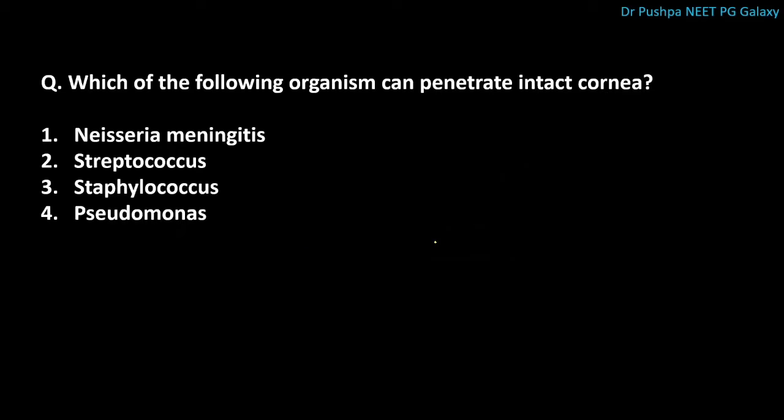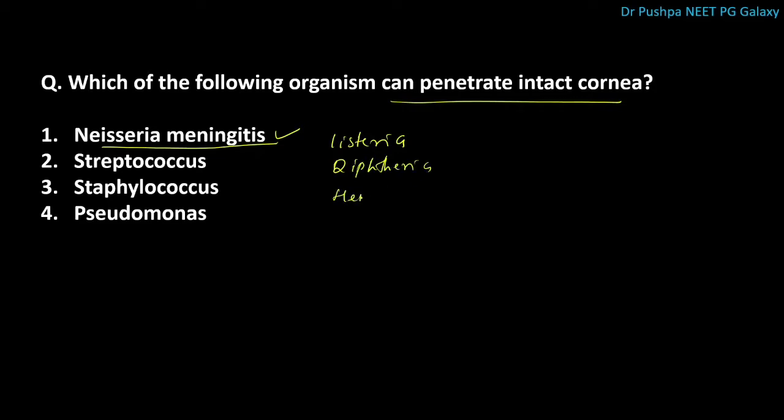Next question is, which of the following organism can penetrate intact cornea? The correct answer is Neisseria meningitis. The organisms penetrating intact cornea are Neisseria meningitis, Listeria, diphtheria, and Haemophilus. These are the organisms that penetrate intact cornea.